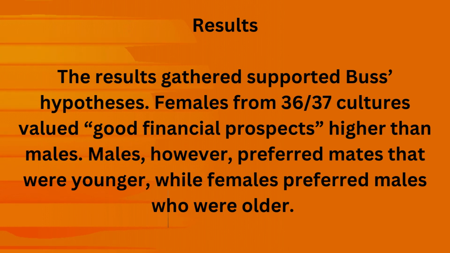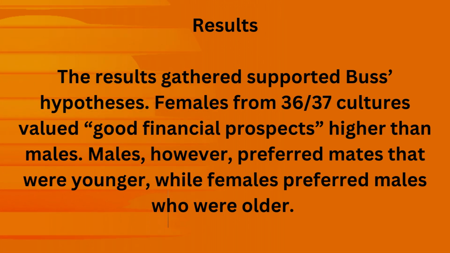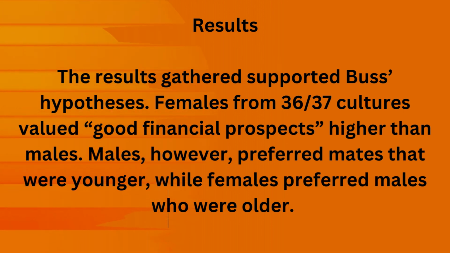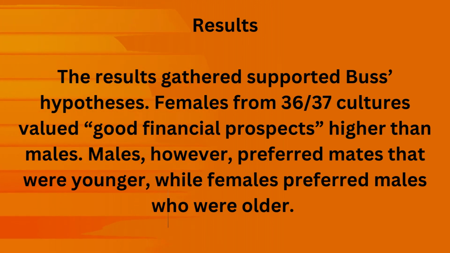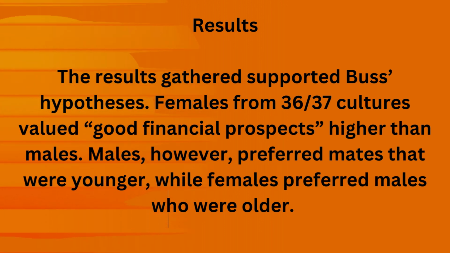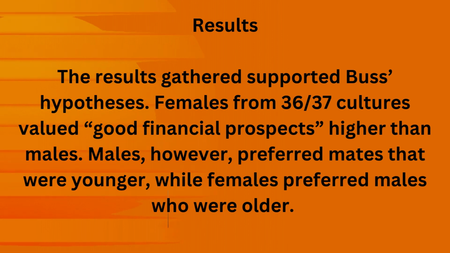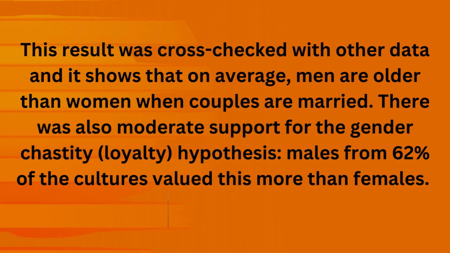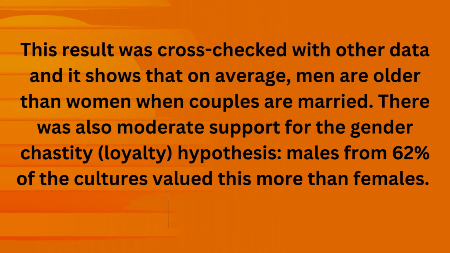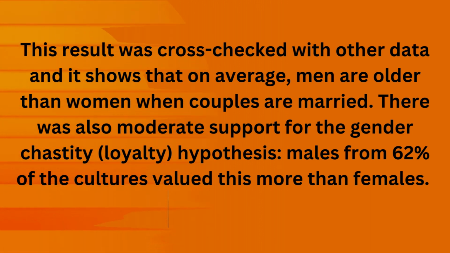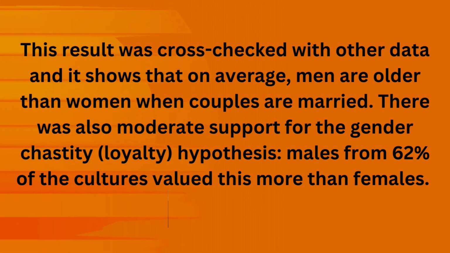The results gathered supported Buss's hypothesis. Females from 36 out of 37 cultures valued good financial prospects higher than males. Males, however, preferred mates that were younger, while females preferred males who were older. This result was cross-checked with other data and it showed that on average, men are older than women when couples are married. There was also moderate support for the gender chastity loyalty hypothesis.